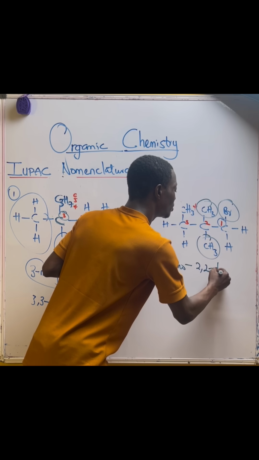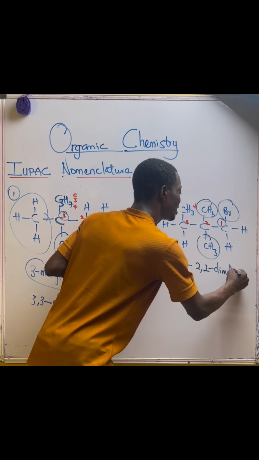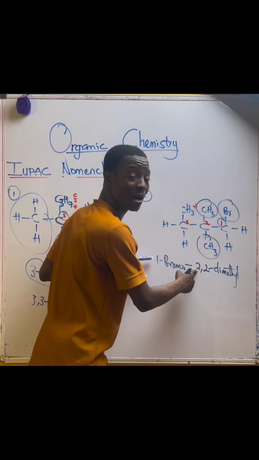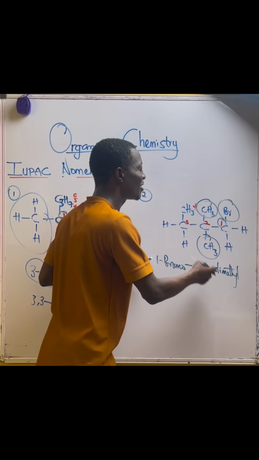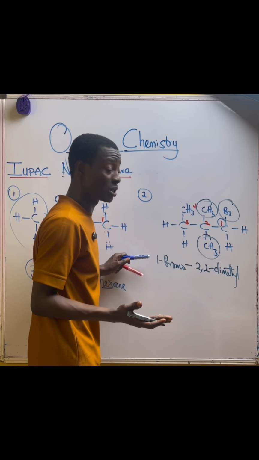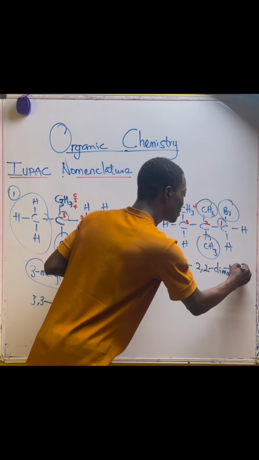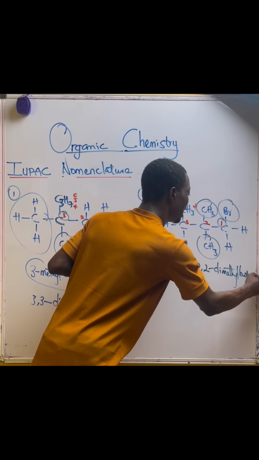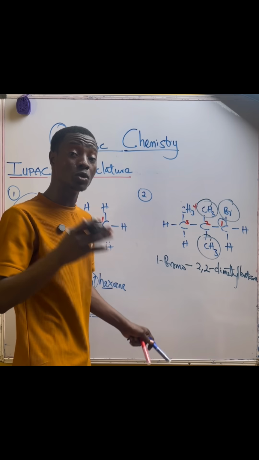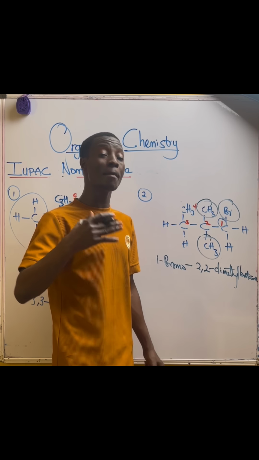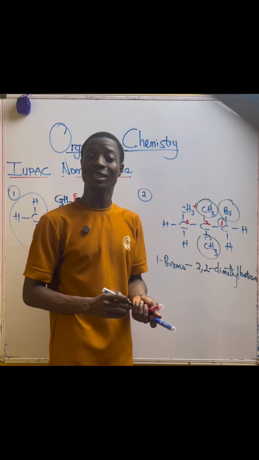So I have 2,2-dimethyl. Why am I calling it dimethyl? Because I have 2,2 here. That makes sense, okay? Or because I have 2-methyl connected to carbon 2. That's as simple as that. Then the longest carbon chain becomes a butane. So I have 1-bromo-2,2-dimethylbutane. And it's as simple as that.